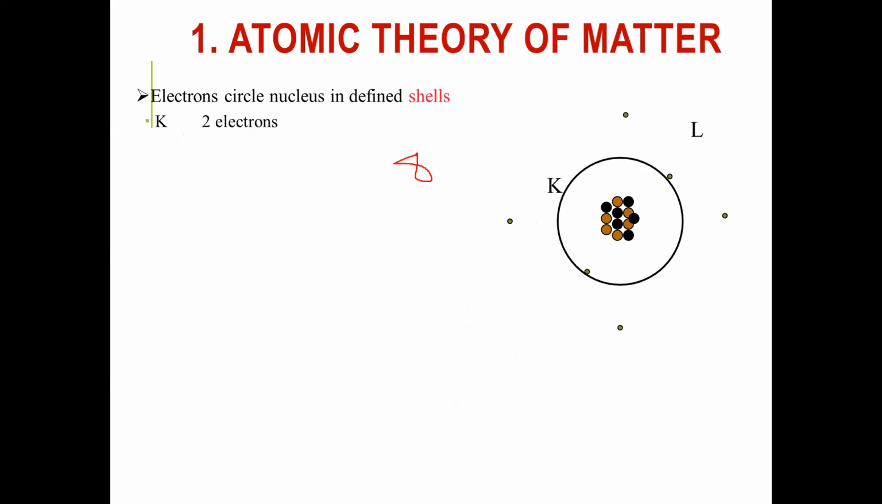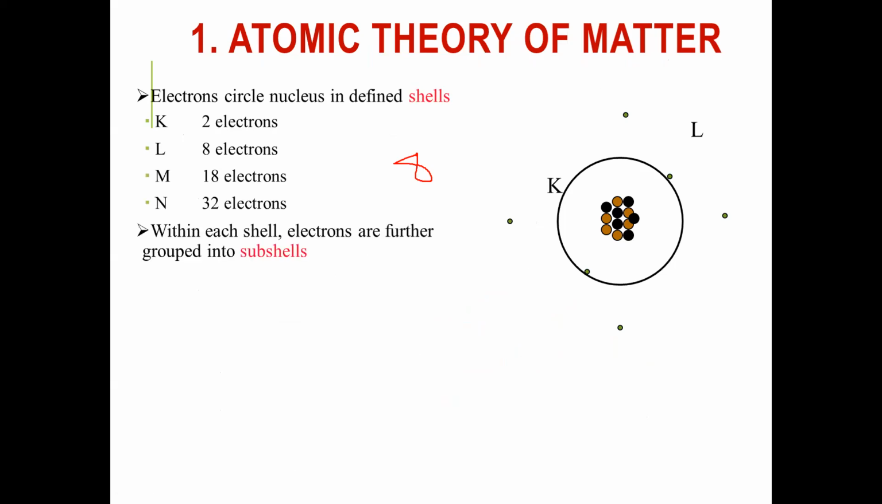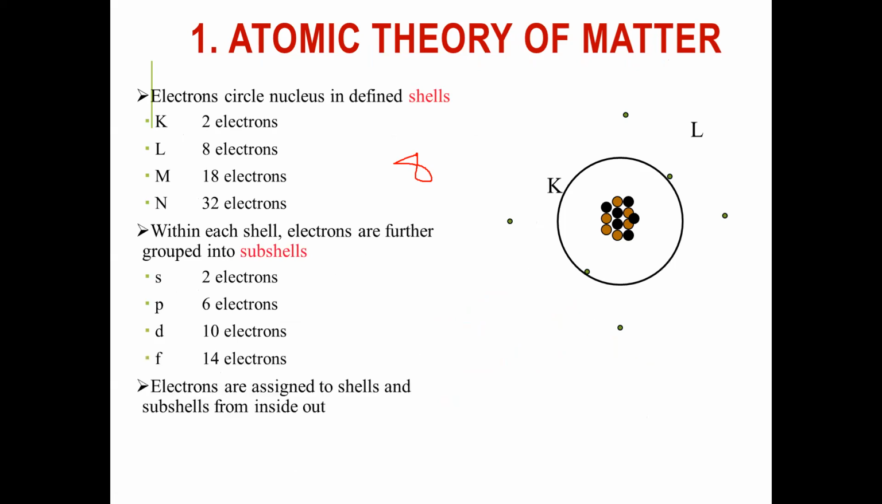Then I was explaining that the electrons around the nucleus are in shells: K, 2 electrons; L, 8 electrons; M, 18 electrons; N, 32 electrons. And the subshells: S, 2 electrons; P, 6 electrons; D, 10 electrons; and F, 14 electrons, right? And I was saying you assign shells inside out. So what does that mean?